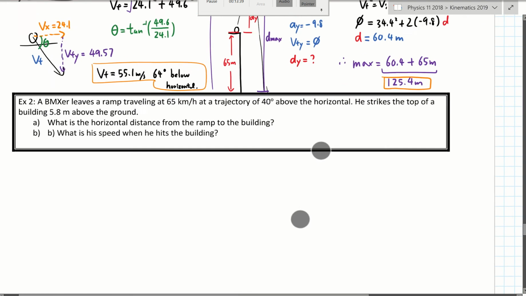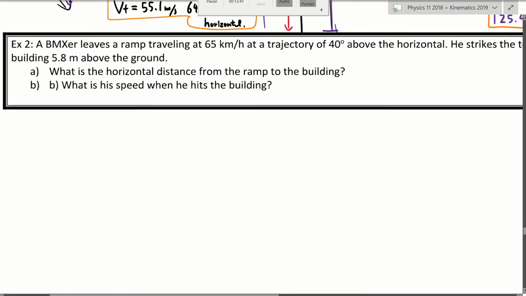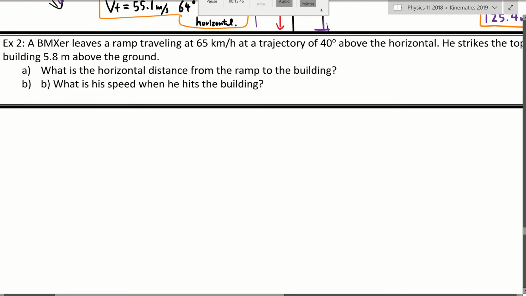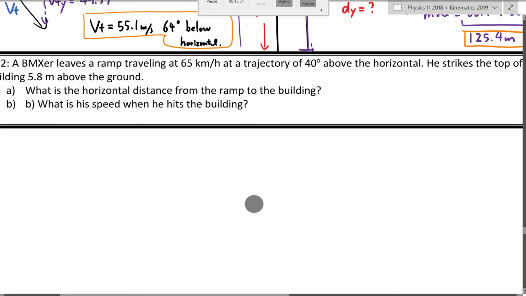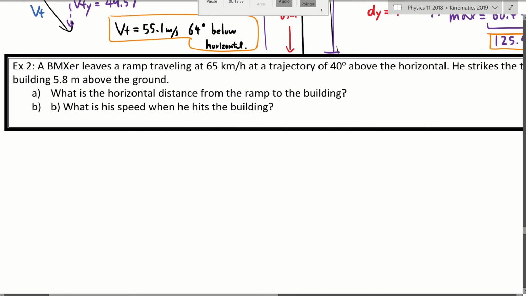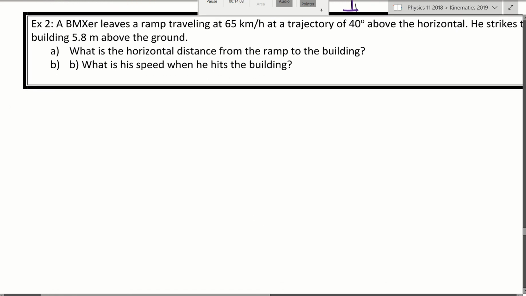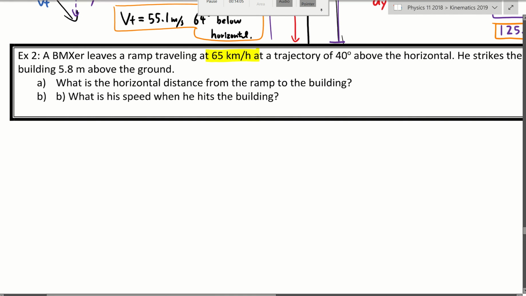So this one. A BMX leaves a ramp traveling at 65 km per hour at a trajectory 40 degrees above the horizontal. He strikes the top of the building, landing on it 5.8 meters above the ground. First, when I look at this question, they want the horizontal distance from the building and the speed when he lands. The first thing I notice is the unit is awkward, so let's convert that to meters per second. So 18.606 meters per second.